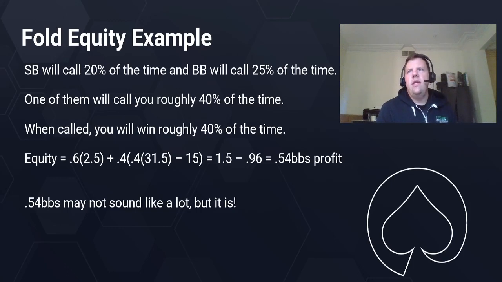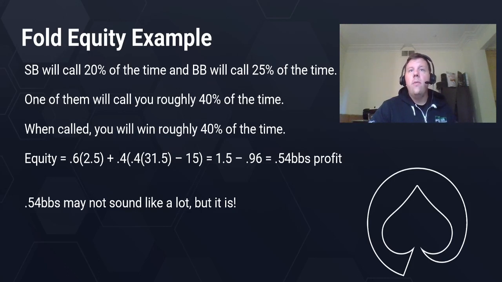And we can run this equity math equation to show that, well, here we go, 60% of the time they fold and we win 2.5 big blinds. That's one big blind for the big blind, half a big blind for the small blind, and one big blind for the ante. That's 2.5. You win 60% of the time, and that's worth 1.5 big blinds. 0.6 times 2.5 is 1.5. So that's 60% of the time.